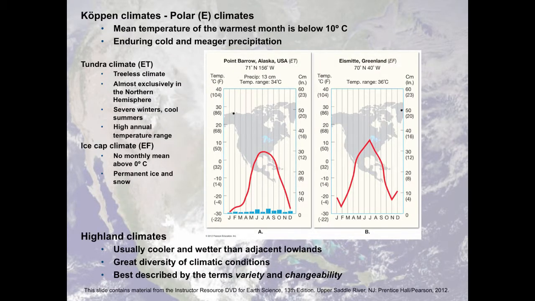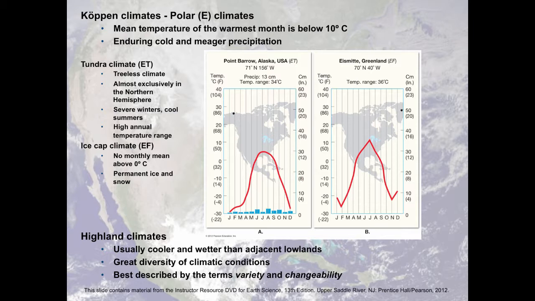And then polar. Polar climates are fairly intuitive. There's tundra and there's ice cap climate. Tundra climates are treeless, that's what defines tundra, almost exclusively in the northern hemisphere. There's just not enough land mass in the southern hemisphere, especially in the high latitudes, except for some areas of South America down near Patagonia. Severe winters, cool summers, high annual temperature range. That is, there's quite a lot of variation.